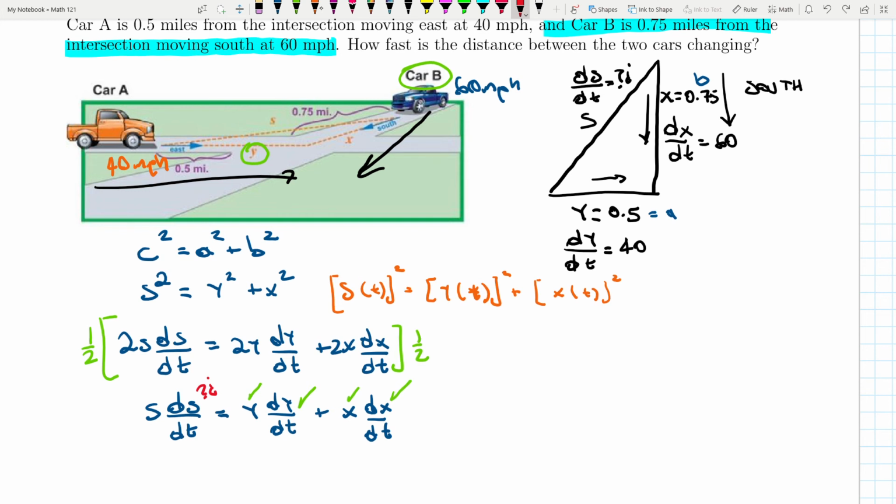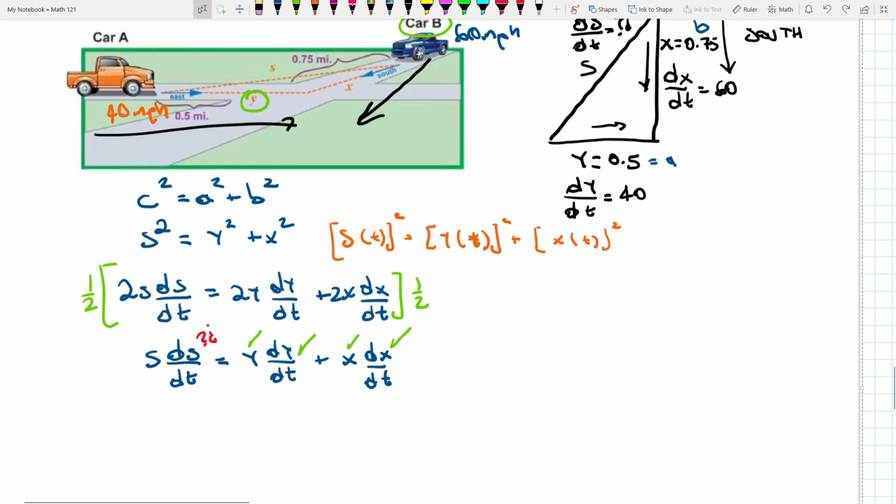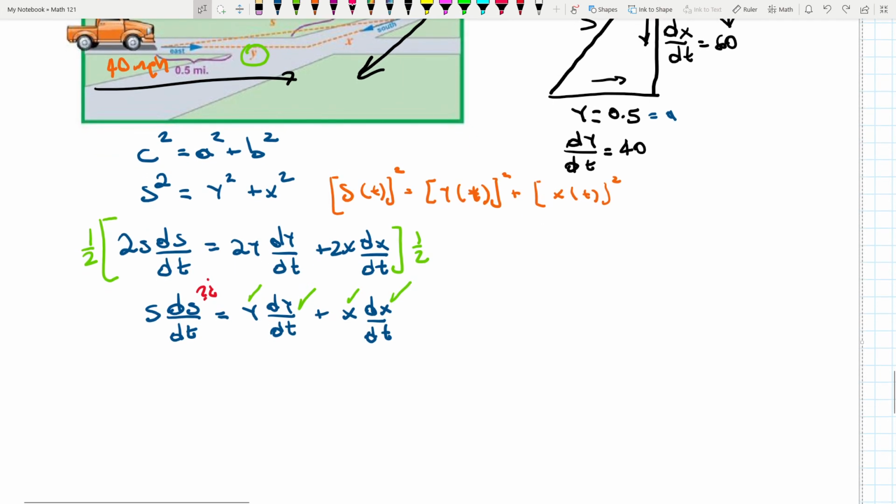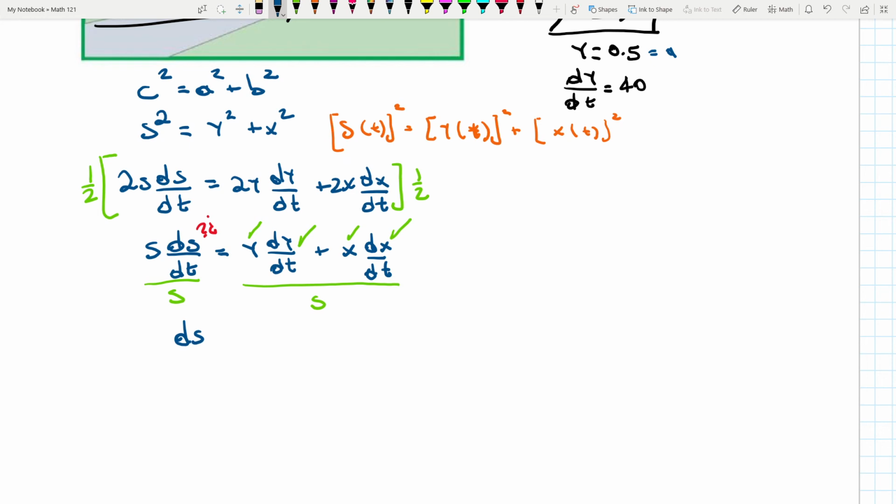All right, so number one, it would be a good idea to solve for ds/dt. That is by dividing both sides by s, and then that's going to leave us with ds/dt equals y dy/dt plus x dx/dt, divided by s.